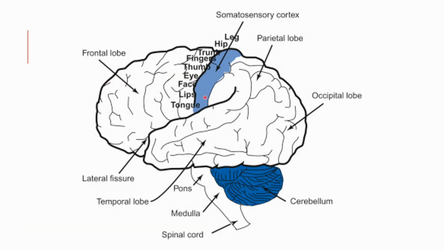The primary somatosensory cortex is located in the postcentral gyrus of the parietal lobe and is involved with the sensations of the opposite side of the body. Somatic sensations refer to the perceptions of touch, pain, temperature, pulsation, and proprioception, which is the sense of limb or joint position.